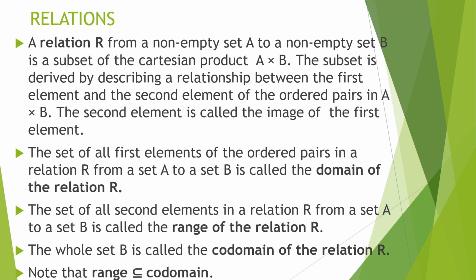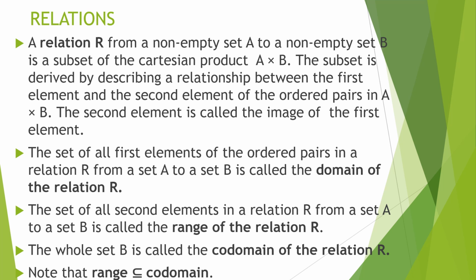Now we define a relation. A relation R from a non-empty set A to a non-empty set B is a subset of the Cartesian product A cross B. The subset is derived by describing a relationship between the first element and the second element of the ordered pairs of A cross B. The second element is called the image of the first element.